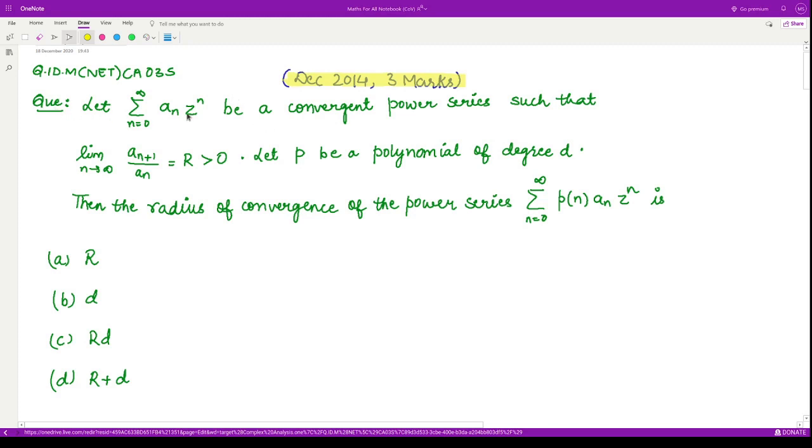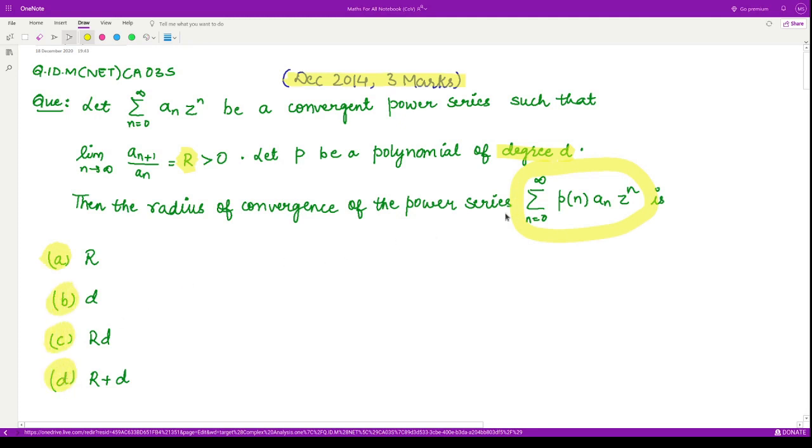It says if we are given this power series, the sum n going from 0 to infinity of a_n z^n, this is a convergent power series such that the limit as n goes to infinity of a_{n+1} divided by a_n is equivalent to r. This is given to us, and moreover p is given to be a polynomial of degree d. Then they are asking the radius of convergence of this power series. What is this out of these 4 options?